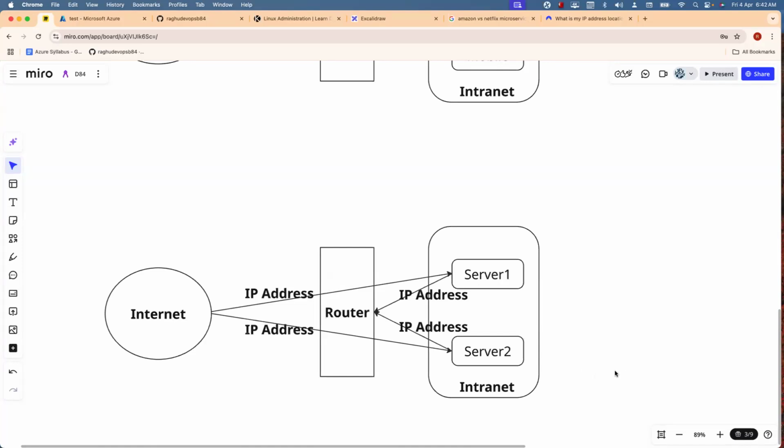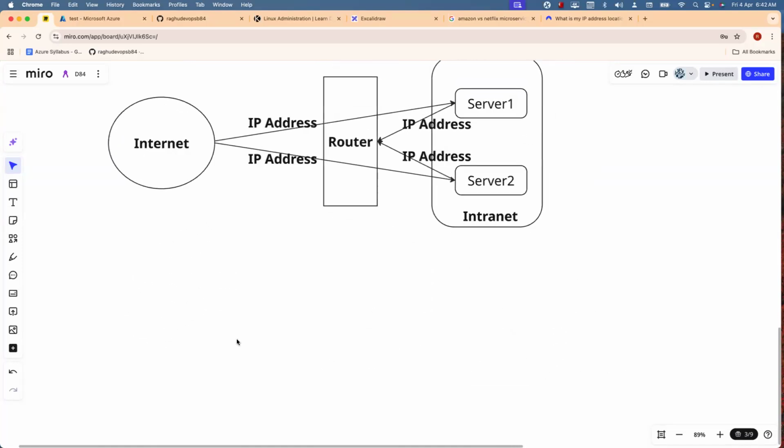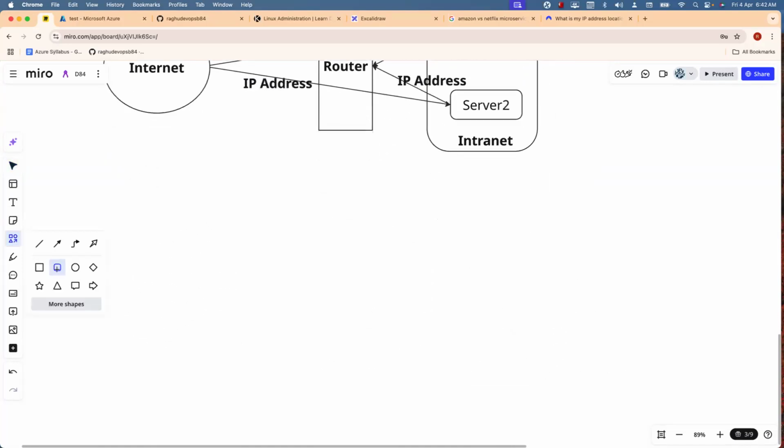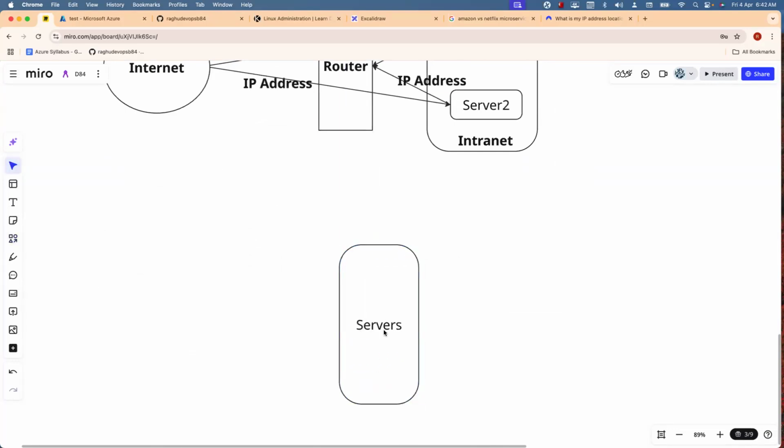However, these servers are usually big ones. That means they have the capability to serve many services, not only a single service. They have the capability for multiple services.